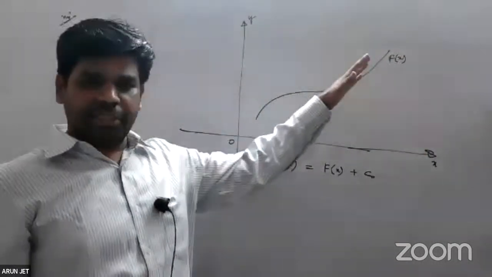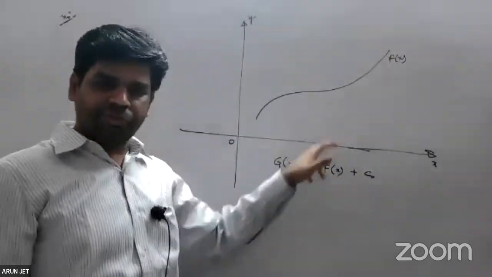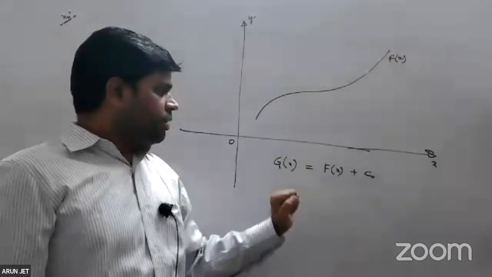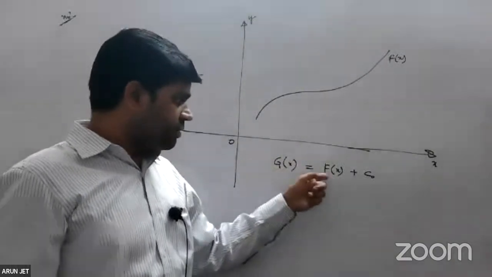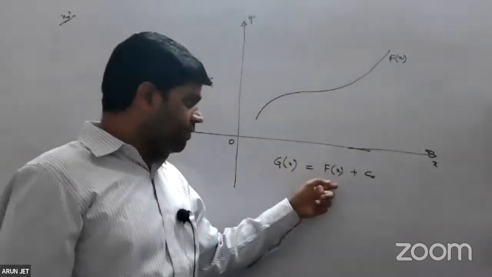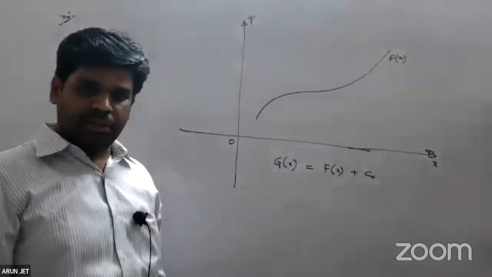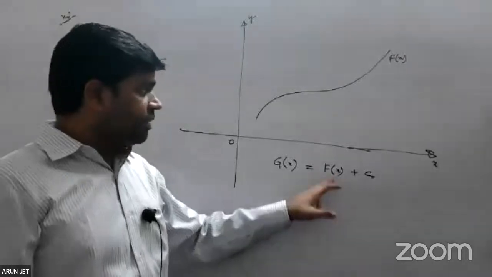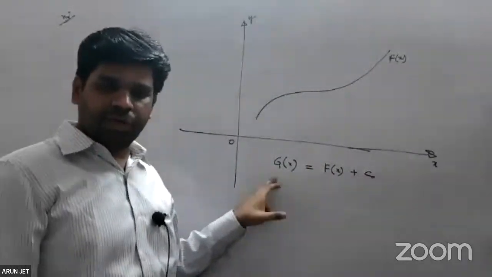I've got some random curve like this, which is the curve of f of x. The graph of f of x is given. I want the graph of g of x, which we get by transforming f of x like this. That means I add a constant c to f of x. Given is f of x. All I have to do is add a constant to it to get g of x. So how do I plot g of x?